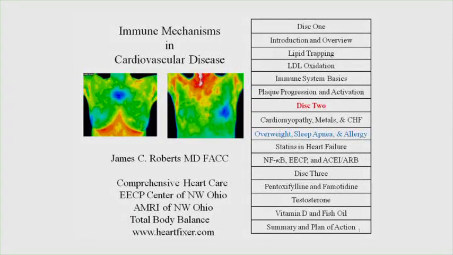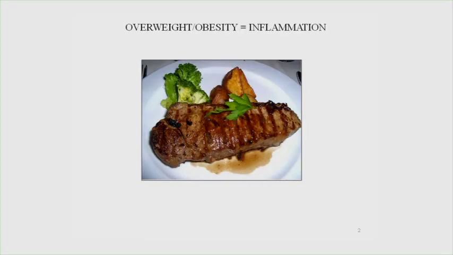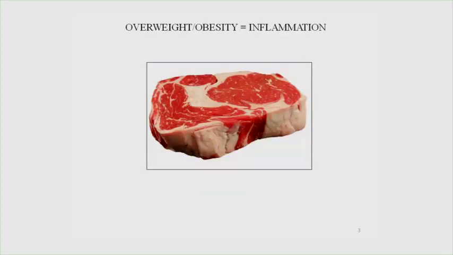This section of DVD2 deals with overweight, sleep apnea, allergy, and infectious burden as driving forces for immune dysregulation in heart disease, atherosclerosis, and heart failure. Now, when you sit down to eat your steak, you'll notice the juices are red, and that's because it's blood. Now, if you look at the steak before you cook it, the muscle, which is well vascularized, is red. There's a lot of blood there. The fat, which is relatively metabolically inactive, has less vascularity. Fat has a limited blood supply compared to muscle.